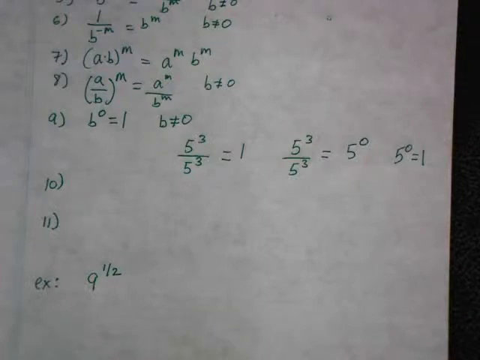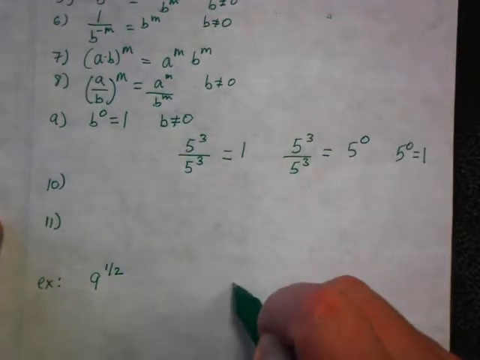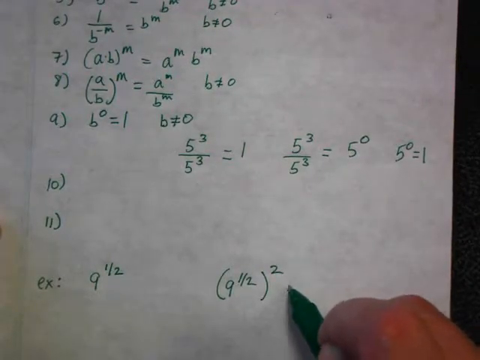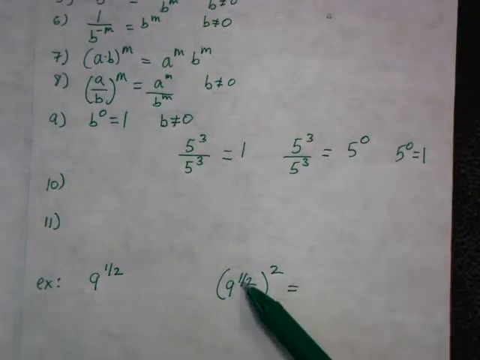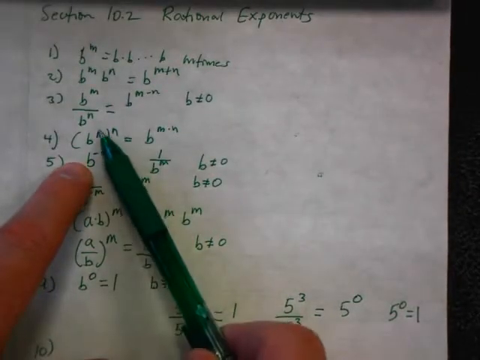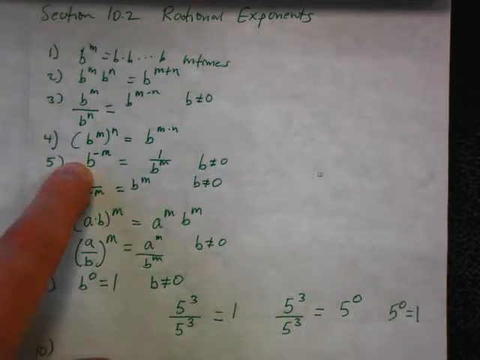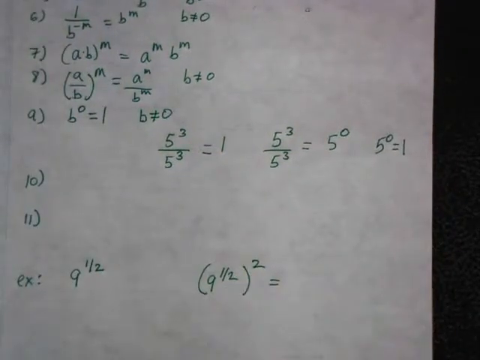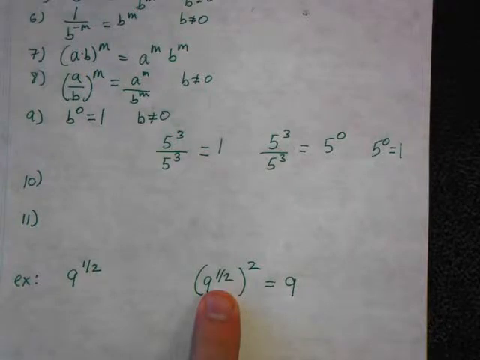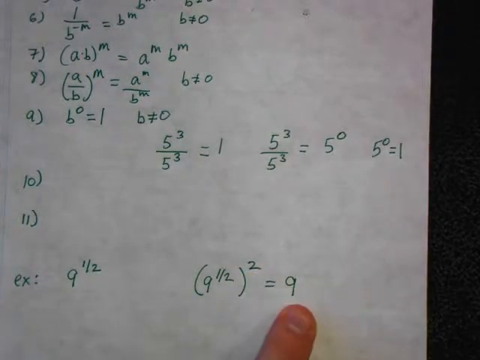How much is 9 to the 1/2? Well, I'm not sure. But I do know if I take 9 to the 1/2 and then I square it, I've got a power, a parenthesis, and another power. What does rule number 4 tell me about having a power and another power? I multiply them. So I take 1/2 times 2. What's 1/2 times 2? 1. So I end up with 9. So if I take 9 to the 1/2 and I square it, I get the number 9.